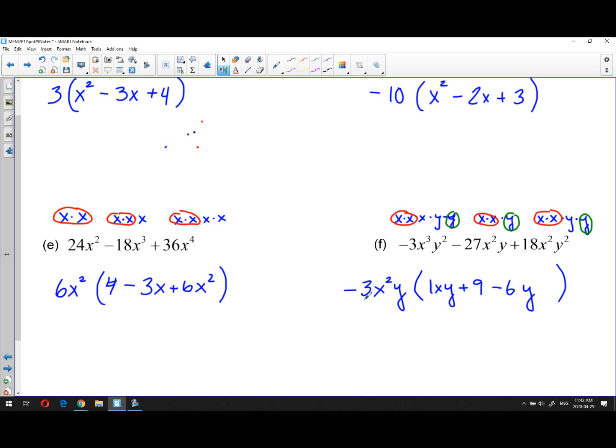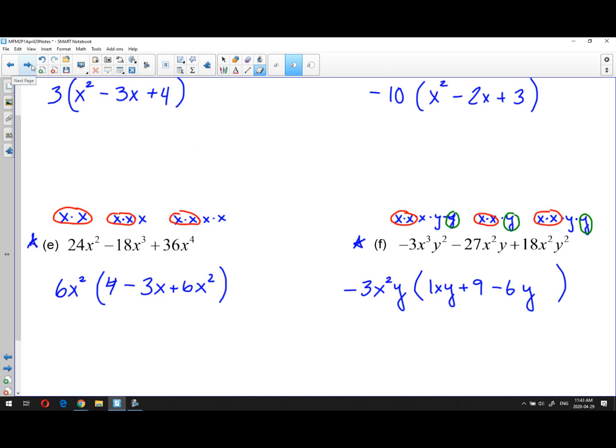And there it is. This is going to work out to be negative 3x squared y multiplied by 1xy plus 9 minus 6y. All right. Now, I just want to be very clear. These kinds of examples, E and F, are sort of advanced examples. We're not going to be seeing any of these in this course. I just wanted to show you those as an extension to what common factoring is.